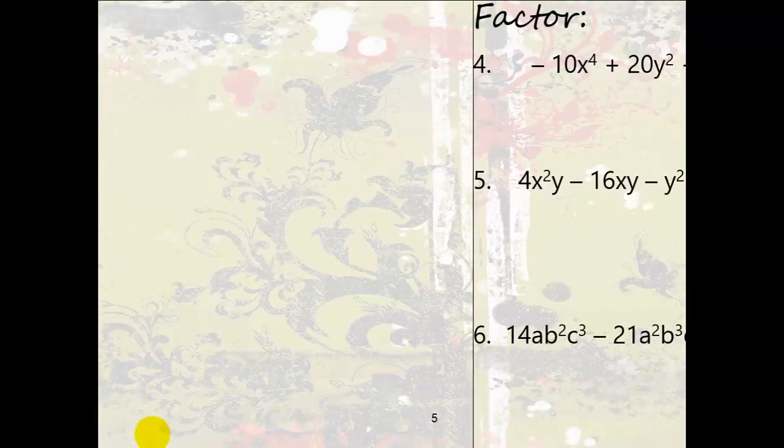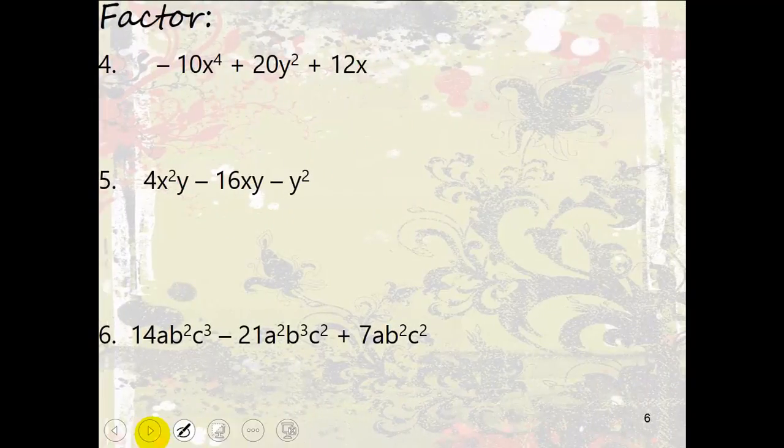I'm going to do number 4 with you, and I'm going to let you do 5 and 6 as part of your video questions. All right, 10 is my smallest coefficient. Does 10 go evenly into 20? Yes. Does 10 go evenly into 12? No. So now start looking at factors of 20, all right? It's not 10. Is it 5? Does 5 go into 10? Yes. Does 5 go into 12?